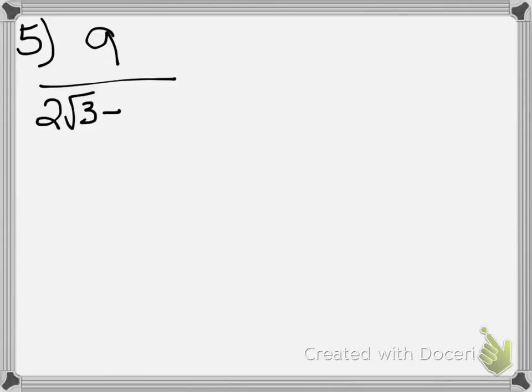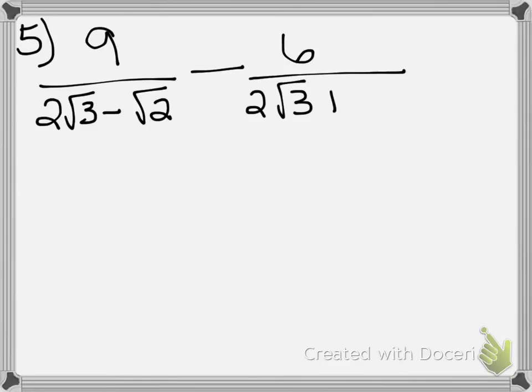Now let's look at our final one. This one could be a little bit of a doozy, but it's actually nothing different. It's just a little bit more work. That's all. So I have 9 over 2 square root of 3 minus square root of 2 minus 6 over 2 square root of 3 plus square root of 2.